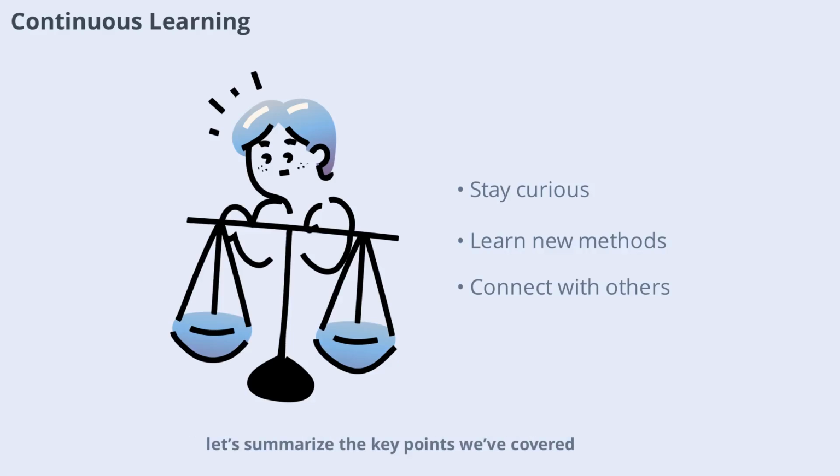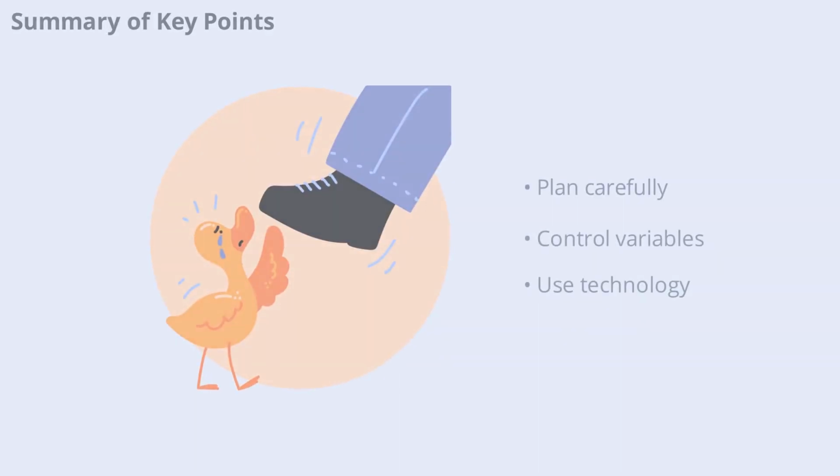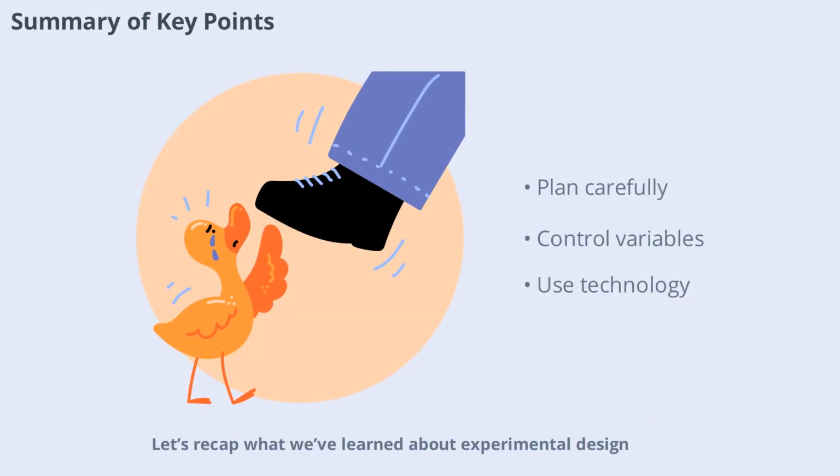Next, let's summarize the key points we've covered. Let's recap what we've learned about experimental design. We covered the importance of planning, identifying variables, using control groups, randomization, and replication. We discussed different types of designs, ethical considerations, and the role of technology and creativity. Remember, good experimental design is the foundation of reliable research and scientific progress.